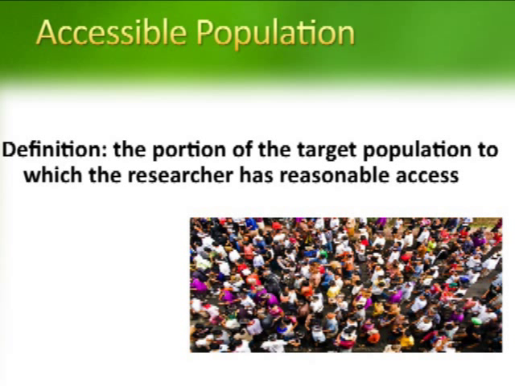Now, the accessible population is the portion of the target population to which the researcher has reasonable access. And this might be all individuals in the Chicagoland area who have type 2 diabetes. The sample, which we're going to end up with, is obtained from the accessible population, and findings are generalized to the target population.